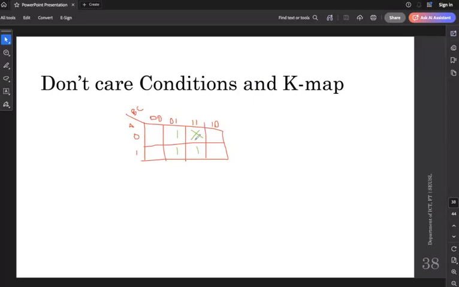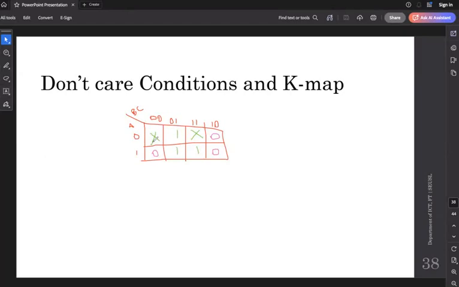So what is the advantage of this don't care condition? Maybe from your truth table, you found that for the values 0, 0, 0 and 0, 1, 1, we have a don't care condition. And for the values 0, 0, 1 and 1, 0, 1 and 1, 1, 1, we have an on condition. All the others will be 0. This also will be 0, and this also will be 0. This is your K-map.